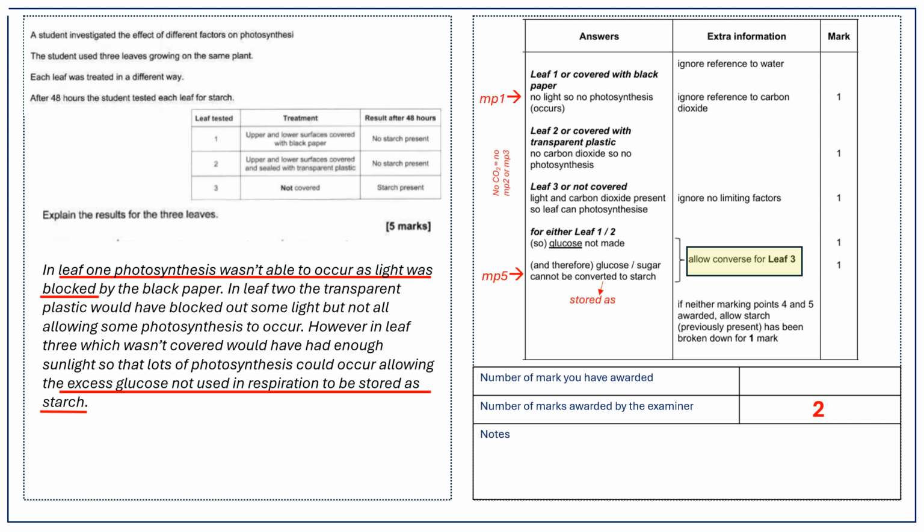A good tip here is to look out for carbon dioxide. That is nowhere in this student's response, so immediately we know that this student cannot be awarded marking points 2 and 3. Take any notes that you feel you need, and then we'll move on to the next high tariff question.